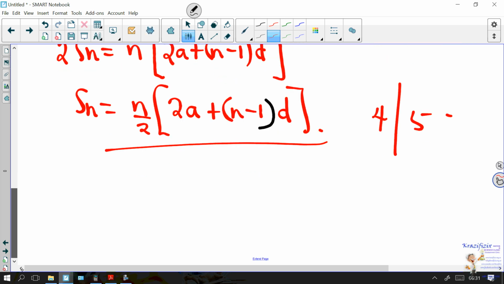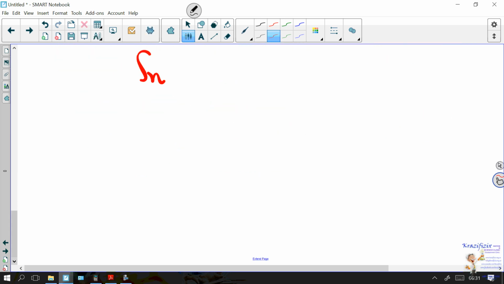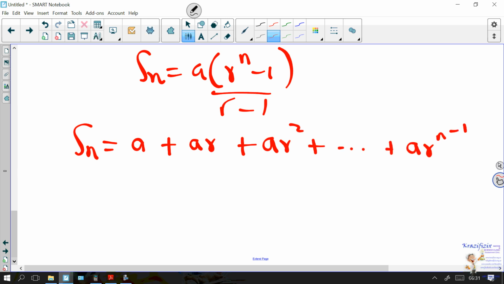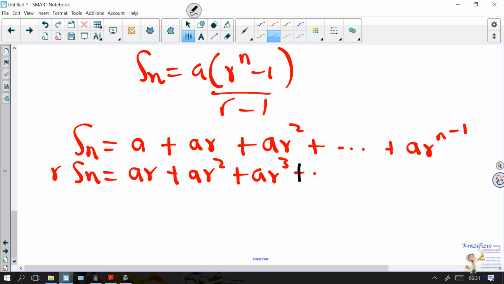All right, quickly. Geometric. How do I prove geometric? I want to prove this. Okay, this is going to be a bit different. What we do here is this. First, what is Sn? Sn is A plus AR plus AR squared up to the last one, AR^(n-1). Now, multiply by R. You're going to have RSn. This becomes AR plus AR squared plus AR cubed. And then you continue, and then you get to my last term, AR^n.